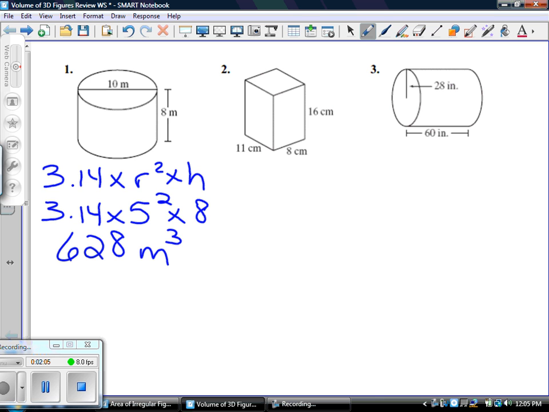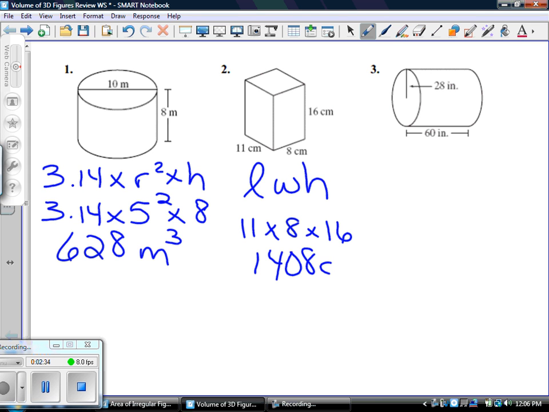The second figure is actually a rectangular prism, one of the easier formulas to deal with because it's just length times width times height. Technically, it does not make a difference what order you multiply it in, whether you multiply the length times the width times the height, or the height times the width times the length. Again, doesn't make any difference. So in this case, we could do something like 11 times 8 times 16, and in that case, 1,408 centimeters cubed.